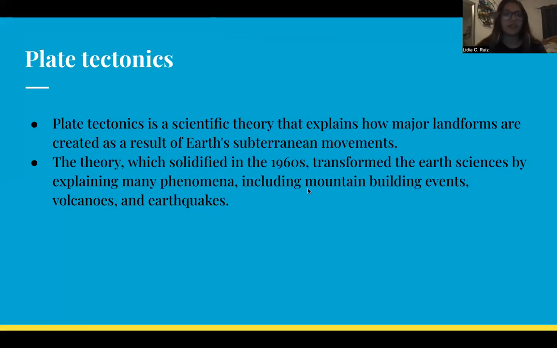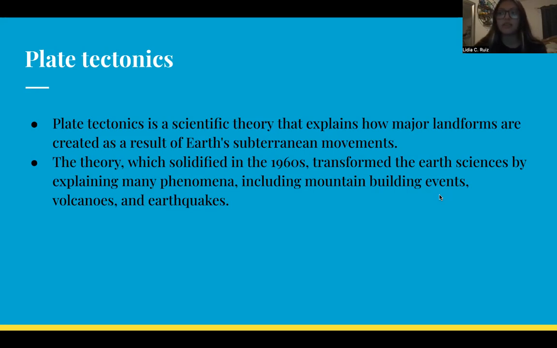So plate tectonics is a scientific theory that explains how major landforms are created as a result of Earth's subterranean movements. That theory, which solidified in the 1960s, transformed the Earth sciences by explaining many phenomena, including mountain building events, volcanoes, and earthquakes. So plate tectonics is the generally accepted scientific theory that considers the Earth's lithosphere to comprise a number of large tectonic plates, which have been slowly moving since about 3.4 billion years ago.